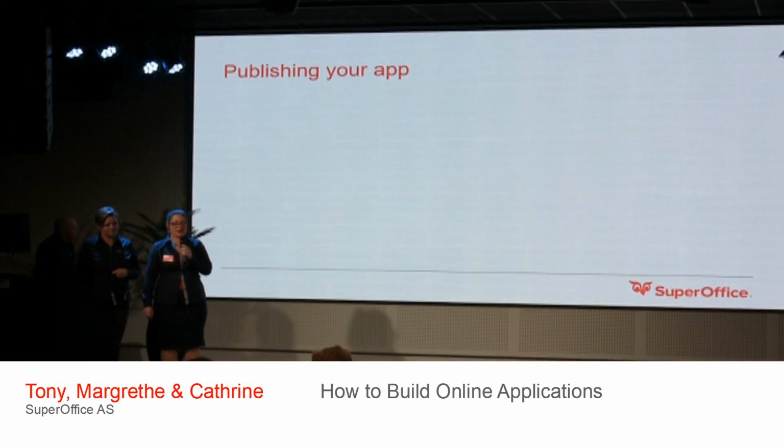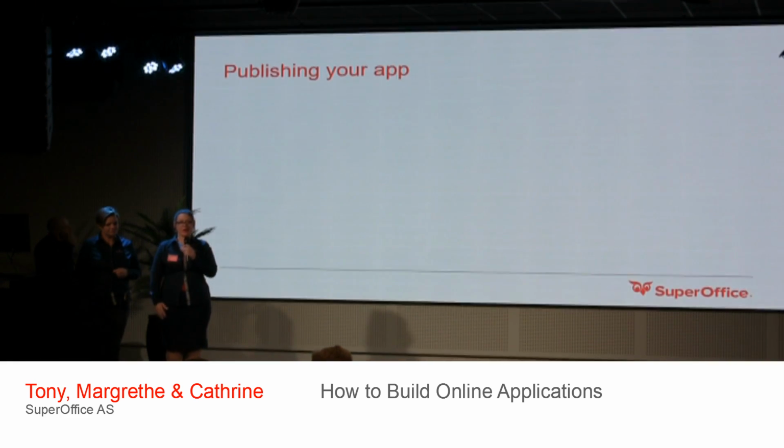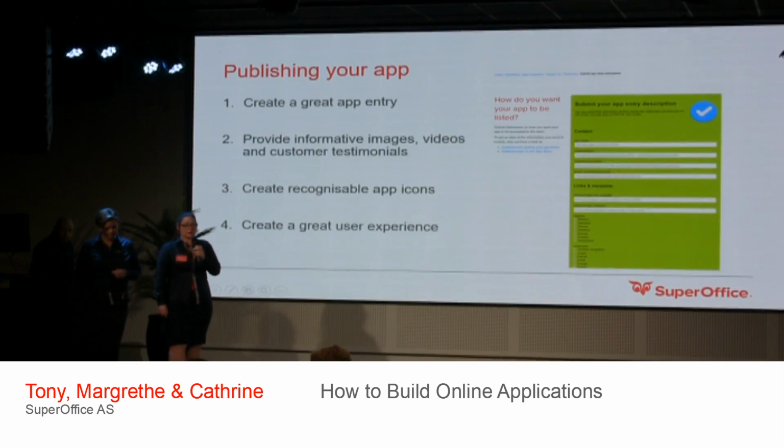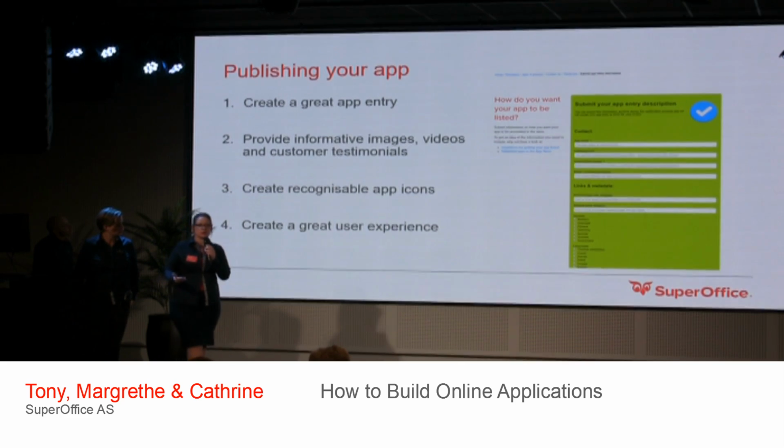But just briefly, obviously you've created your app, it works, it's been audited, it's been tested, and now you want to get to the publishing. That means that somebody in your company needs to provide us with the app entry description. What does it do? What are the benefits? Give us good images, videos, customer testimonials, if you have any, or as soon as you do. You need recognizable app icons and mainly create a good user experience.